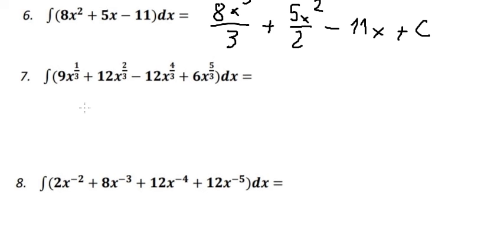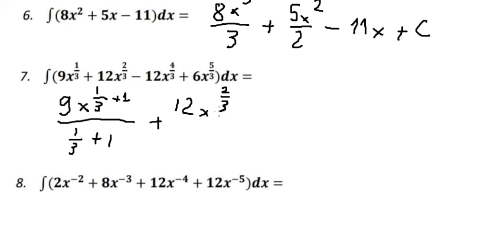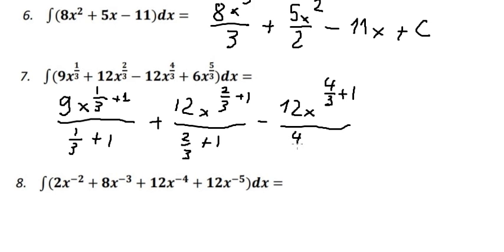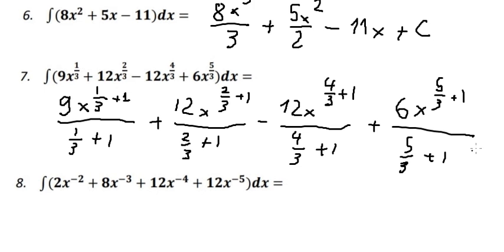Question number 7. We do the same technique. 1 over 3 plus 1 over 1 over 3 plus 1, 12 x 2 over 3 plus 1 over 2 over 3 plus 1, and we have 12x 4 over 3 plus 1 over 4 over 3 plus 1, x to the power of 5 over 3 plus 1 over 5 over 3 plus 1, and we put c in here.